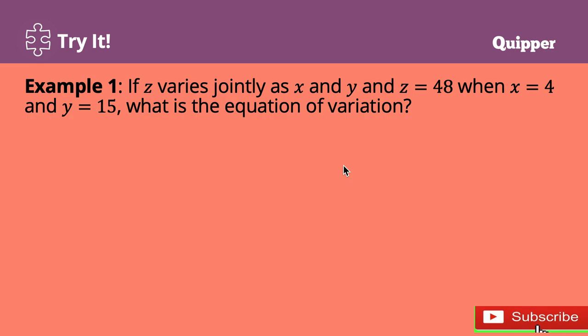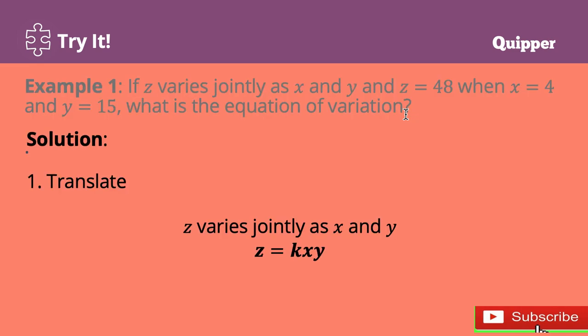Now let's try some examples about joint variation. Number 1, if z varies jointly as x and y, and z is equal to 48 when x is 4 and y is 15, what is the equation of the variation? Before I proceed, I want you to pause the video for a while, then solve it on your own, then compare your answer later.